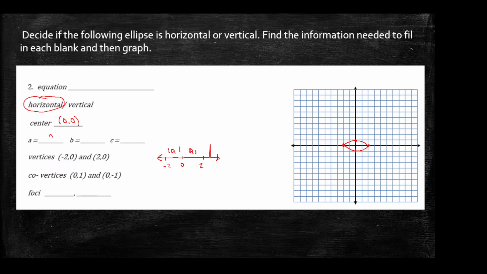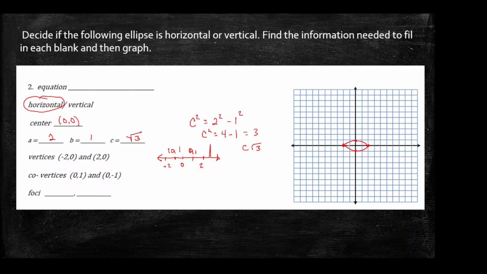So A is 2. The same holds true for my co-vertices, which are at 1 and -1. So that B value is 1. And so now C squared is 2 squared minus 1 squared. So C squared equals 4 minus 1, which is 3, and so C equals the square root of 3. So my square root of 3 is 1.7, so I'm right here and here for my foci.